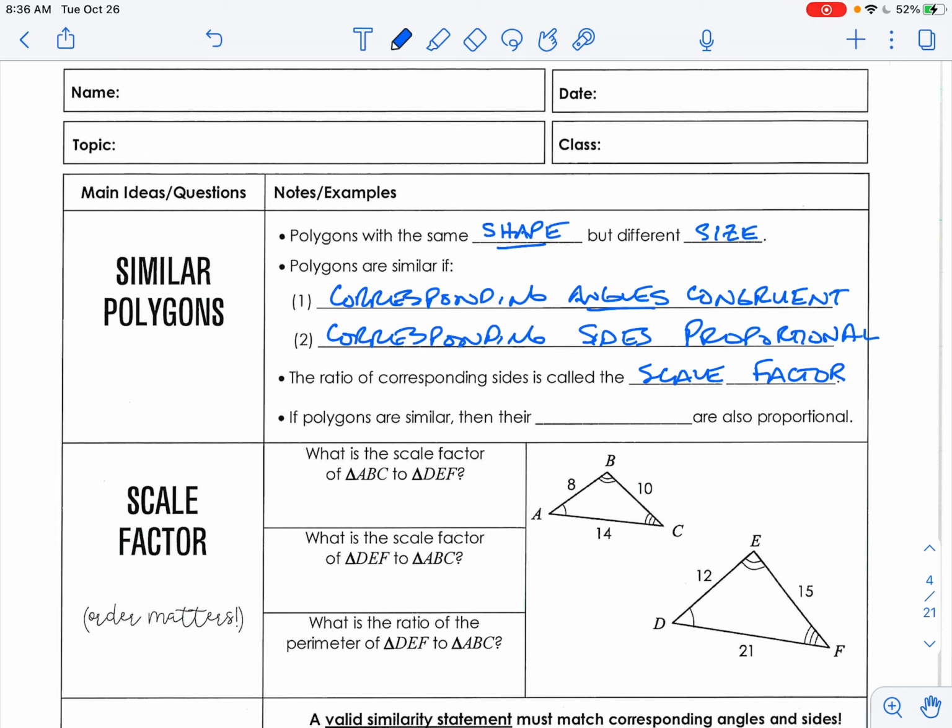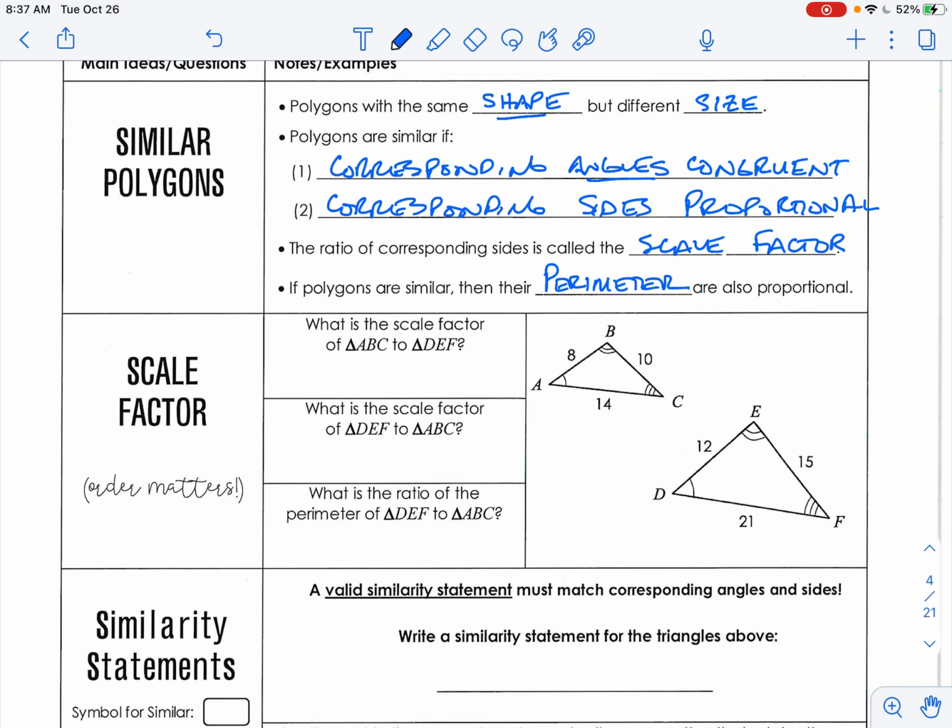It says if polygons are similar, then their perimeters, because one thing we'll look at, are also proportional. So that can kind of make sense, right? If I increase all of the sides, I double all of them. Does it make sense that the perimeter is also doubled? Okay, perimeter meaning distance around. So if every length gets multiplied by 2, I think the whole perimeter gets multiplied by 2.